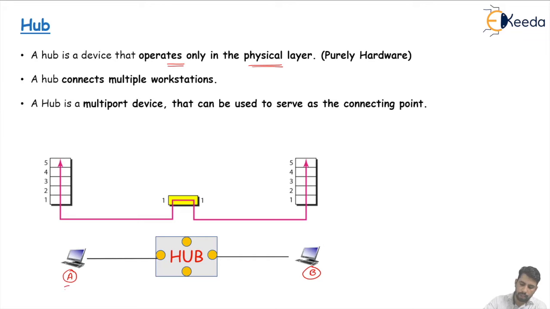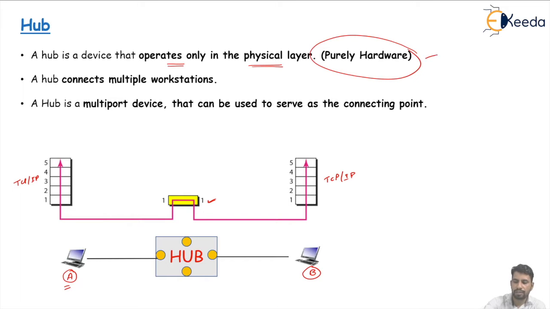Device A has all the corresponding layers of the TCP/IP protocol, all 5 layers, and machine B also has all 5 layers of the TCP/IP protocol. When the packet passes through the hub, it passes only through the physical layer in the hub. This means a hub is a purely hardware device.